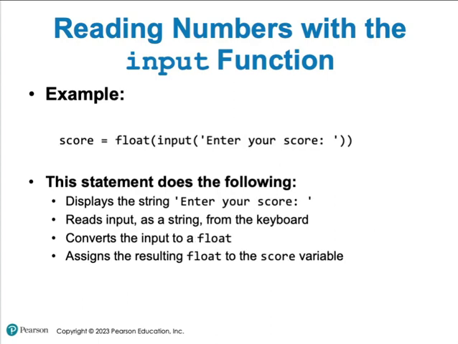Here's an example using a floating point number. So no matter what the person puts in, if they put in 34.5, if they put in 35, it's going to convert it to a floating point number, and then it's going to store that numeric value in the variable score.